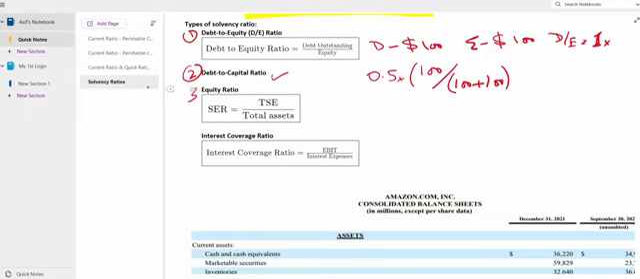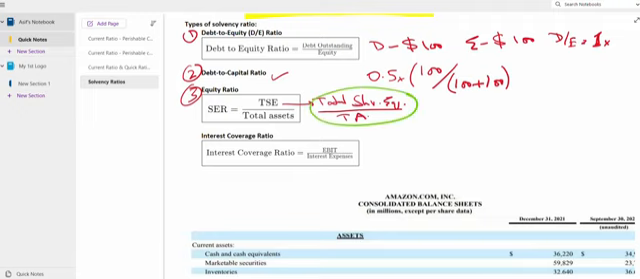The third one is the equity ratio. What does this tell us? This tells us how much of my total asset is funded by equity, which is total shareholders' equity by total asset. Now, this ratio can also be tailored into debt by total asset. So this will talk about how much of my total asset is funded by debt.